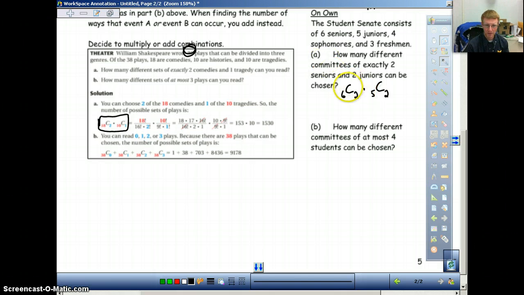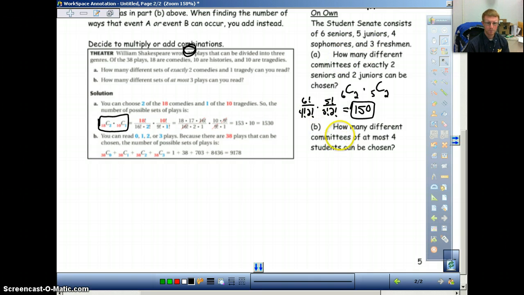We combine those together and set those up: 6 factorial over 4 factorial times 2 factorial, and then 5 factorial over 3 factorial times 2 factorial. When you multiply that out, you should get 150.